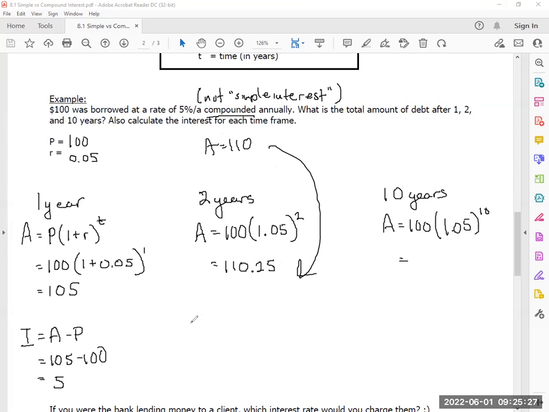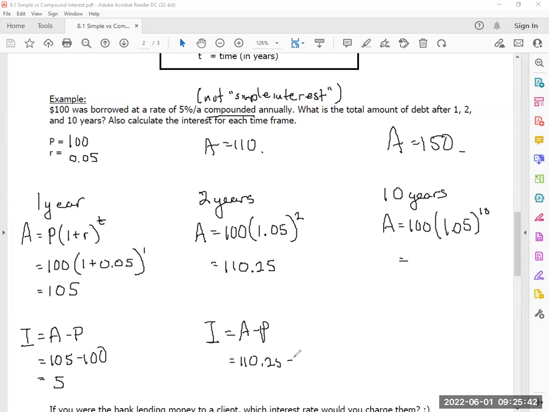Hold that thought. I'm going to finish this question. So yes, there is a question, remember? And remember, for simple interest, this was $110, right? So my I, A minus P, that's 110.25 minus 100. The interest that I earn is $10.25. So it's not $10. Okay. Where did that 25 cents come from?